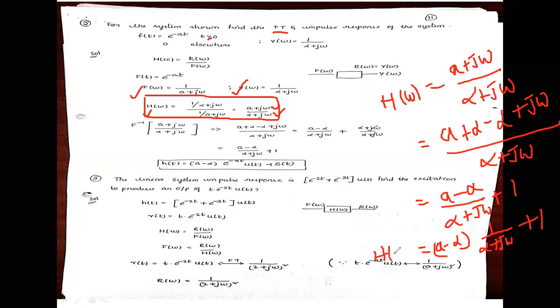Now you can apply the inverse Fourier transformation. H of omega becomes h of t. A minus alpha is a constant. For 1 by a plus j omega, you know it is e power minus at mu of t, but instead of a, here it is alpha: e power minus alpha t mu of t, plus 1. What is the inverse Fourier transformation of 1? Delta of t. So we get h of t equal to a minus alpha e power minus alpha t mu of t plus delta of t. Got it, my dear students?